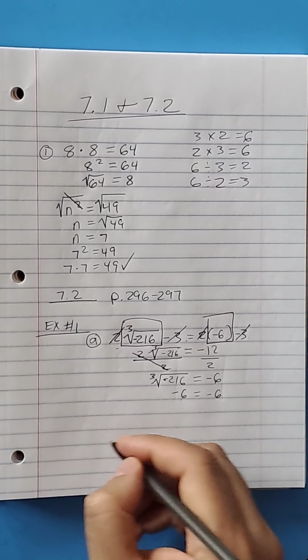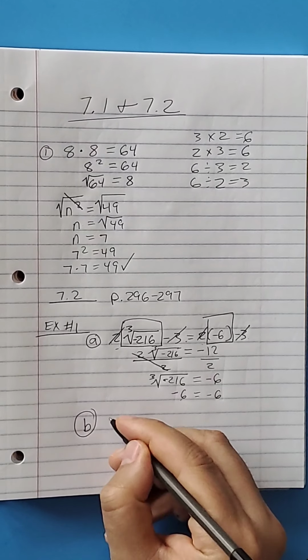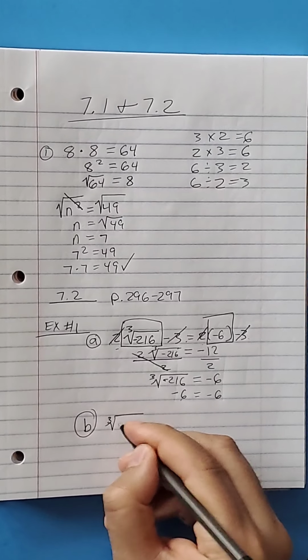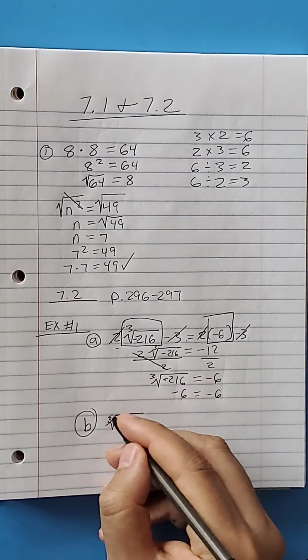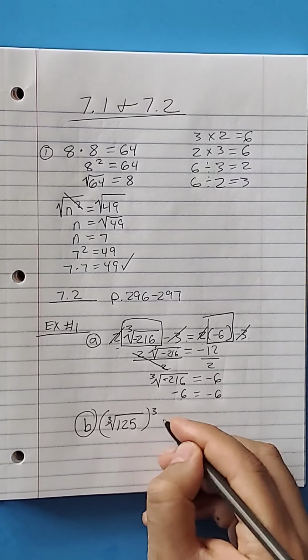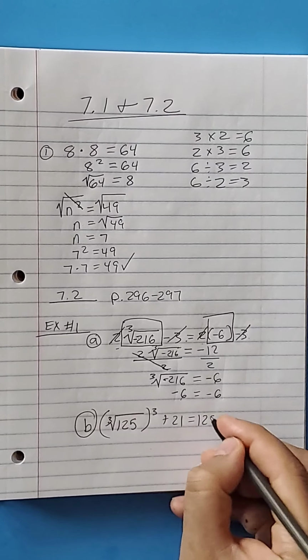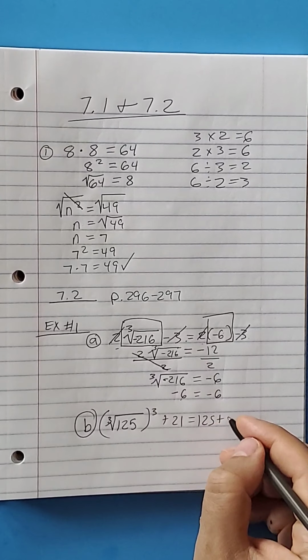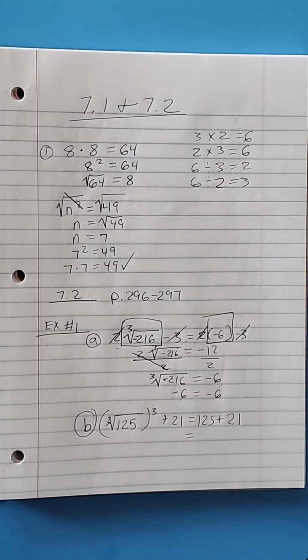All right, so this is what I wanted to show you guys that's really important, because this is going to come up a lot and I don't want you to be confused. So we got the cube root of 125 cubed plus 21 equals 125 plus 21.